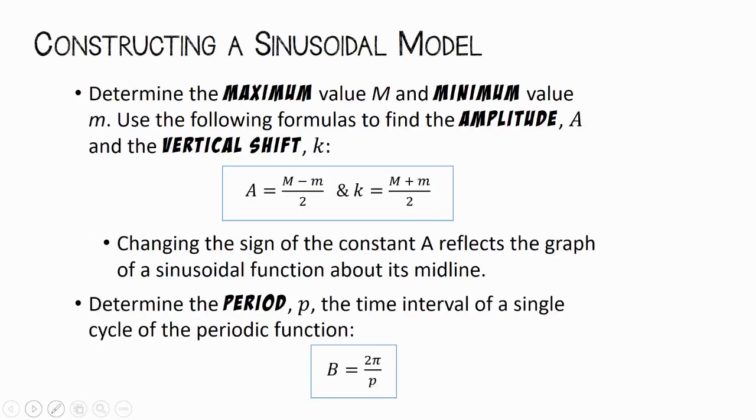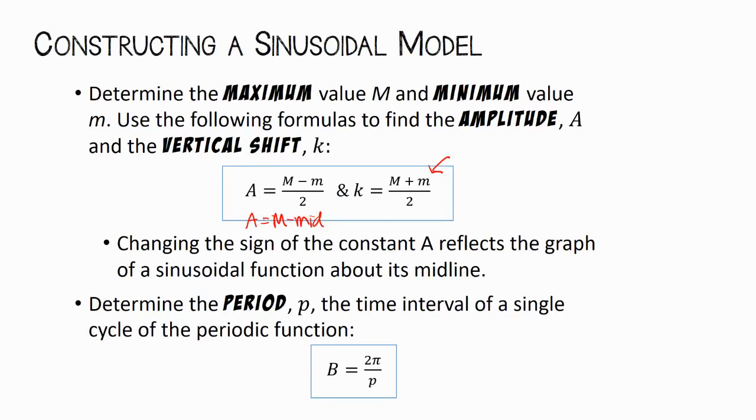So the next thing you want to do is determine the maximum and minimum values of your graph. Those are going to help you find the amplitude and the vertical shift. To find the vertical shift, or the equation of your midline, k, you can take the average of the max and the minimum, adding them and then dividing by 2. To find your amplitude, you can subtract them, so you find the distance between the two and then divide by 2. Or you can just take your max and subtract your midline, and that's another way to find your amplitude.